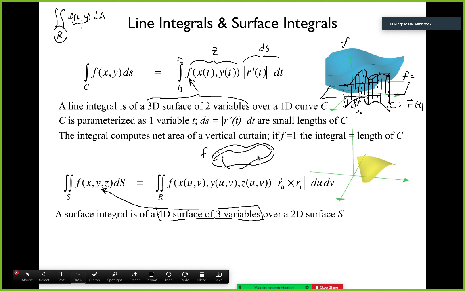And we're going to integrate that R4 solid over now. Here it was over a curve in R2, and so now we're going to integrate that over a surface in R3, which is 2-dimensional and lives in R3. Okay, so instead of the blue 3-dimensional surface of 2 variables, now we have this 4-dimensional surface of 3 variables, and instead of integrating over a curve, we're going to integrate that thing over a surface in R3.